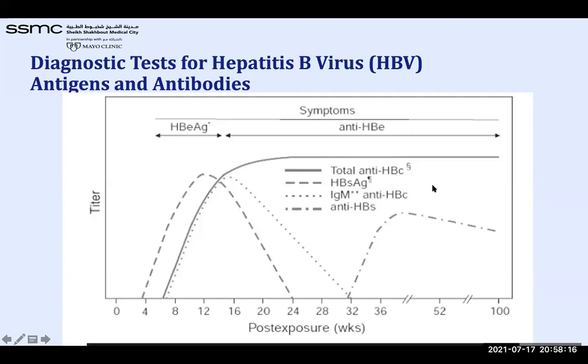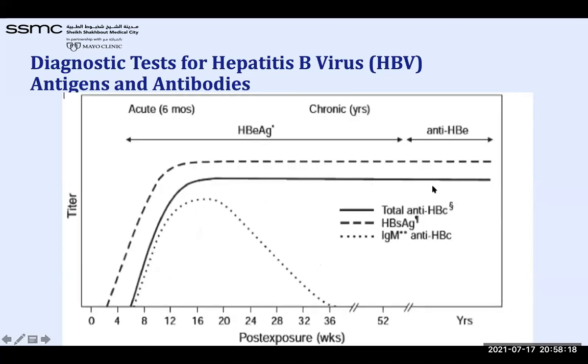If somebody gets infection, the scenario changes. The total anti-HBc continues for years. HB surface antigen also continues, and IgM increases at 6 to 7 weeks, then peaks at about 16 weeks, and then comes back to normal at about 36 weeks of age.